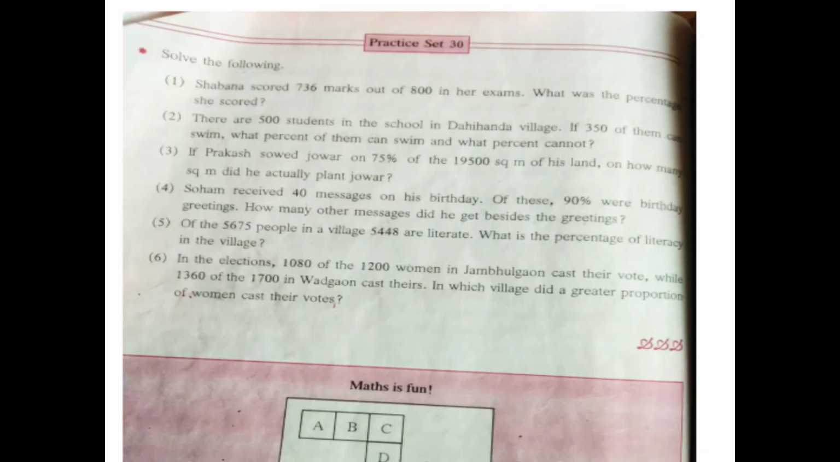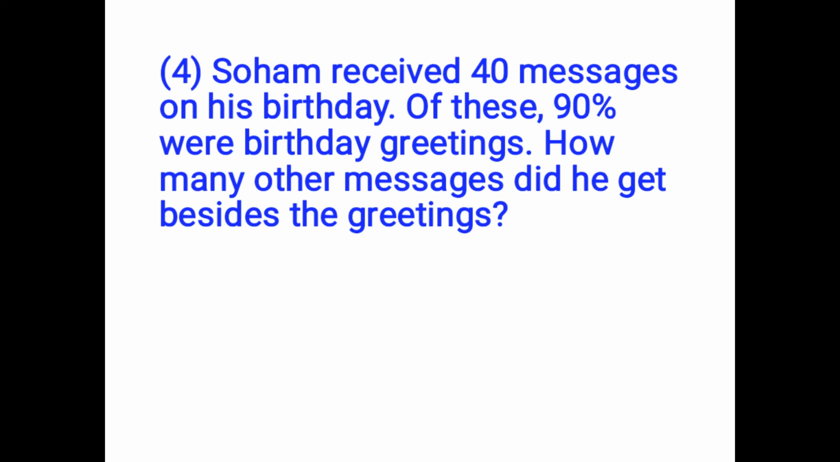Next one. Soam received 40 messages on his birthday. Of this, 90% were birthday greetings. How many other messages did he get beside the greetings? Means you have to find how many messages were left beside the greetings. Means lastly you have to subtract it.